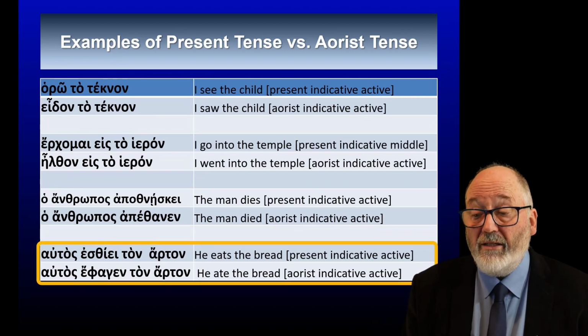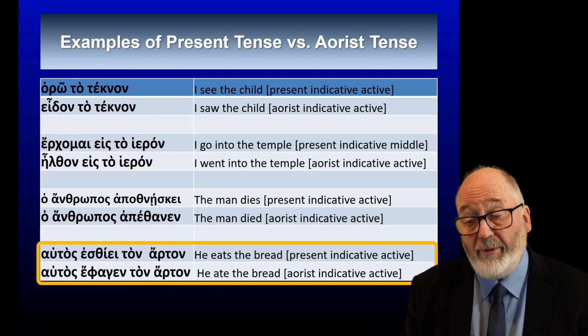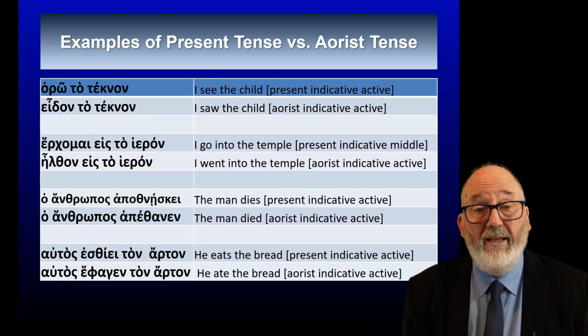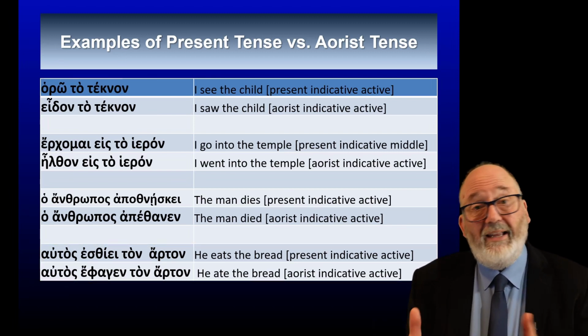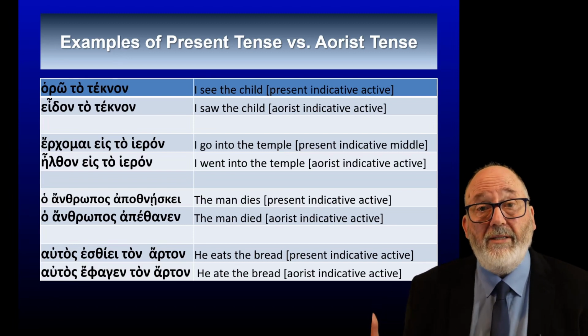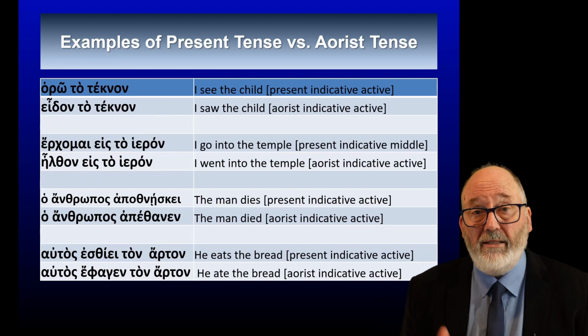Houtos esthiei ton arton. He eats the bread, present. Houtos ephagen ton arton. He ate the bread. And as you can see, the English translation just comes if you don't think about it too hard. So present tense, I eat. Past tense, I ate. The hard thing about aorist is learning the vocabulary. Once you know the word, you will immediately recognize it as an aorist, and it will be a simple matter to translate it.